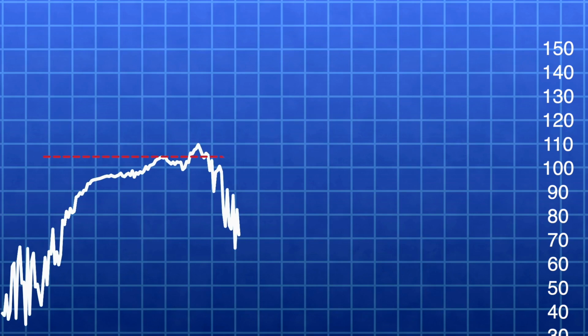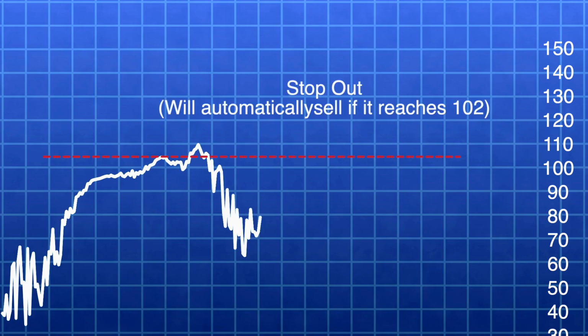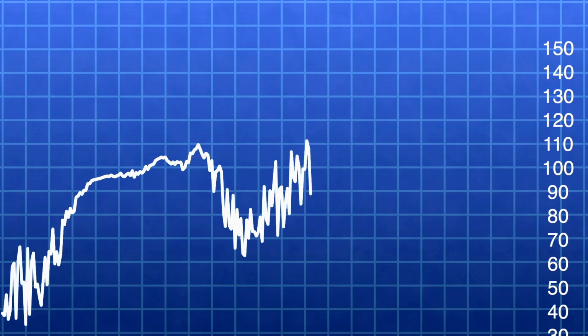Now you can use it on the opposite end. It's called a stop out. Once it gets to 102, get me out. So it goes to 102, triggers and sells. Those are called stop losses or stop outs, stop profits, etc. Now, I like to use what I call an I'm wrong level.